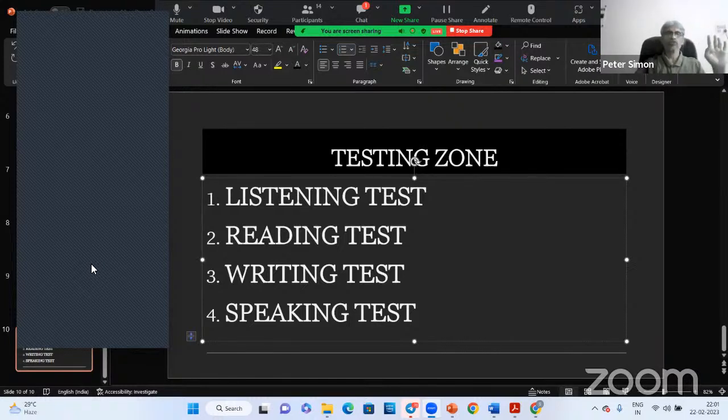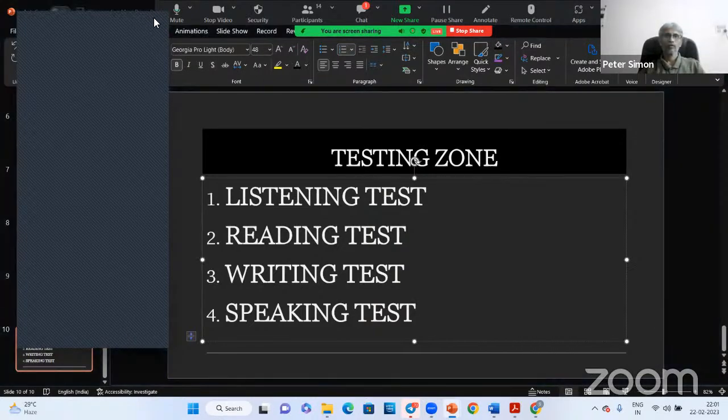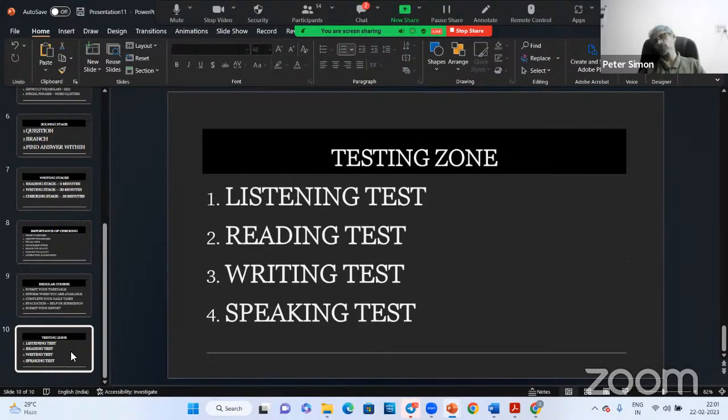So, four things you must do. And then apart from this, these are the testing zone. You have to do one listening, one reading, one writing, and one speaking.